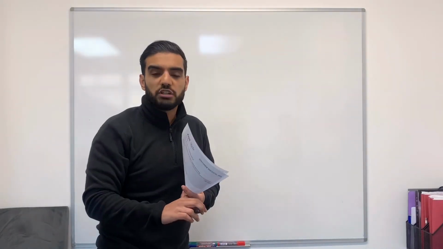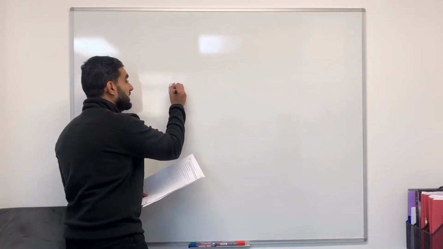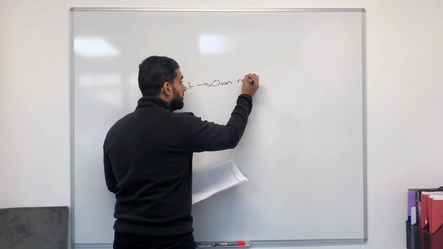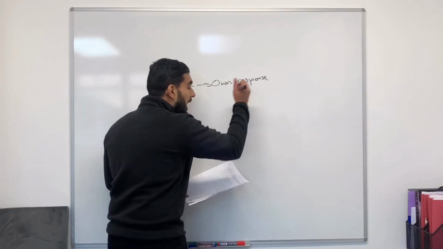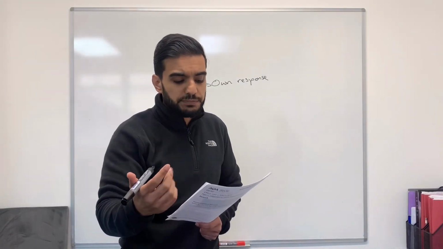Now, how do you structure each paragraph? The structure of the paragraph, they've given it to us in the bullet points. Let's read the bullet points. In your response, you can write about your own response. This is your point. Your point is your own response, meaning, what do you think? How do you think the writer creates horror? How do you think the writer makes it feel real?